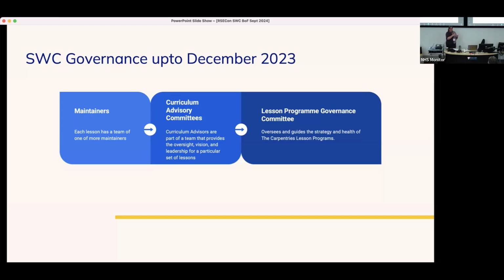And that's where we work closely with Toby. He's the Carpentries curriculum manager. We'd worked with the CAC to get this working agreement. There'd been a working agreement between the maintainers and the CAC, and then it was how did the CAC work with the LPGC to work with that governance.